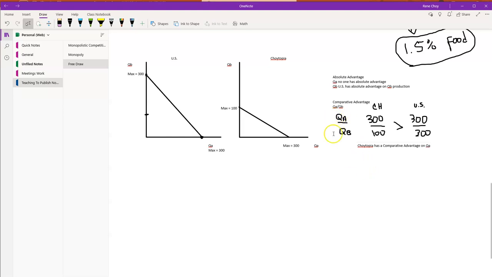All right. Instead, let's flip the ratio. So let's now compare the QB over QA ratio. All right. Notice for Choitopia, the ratio is now 100 over 300, and for the US, the ratio is 300 over 300, because it stays the same even if you flip. Notice that now the US ratio is greater than the Choitopia ratio, so the US has comparative advantage on QB. All right.